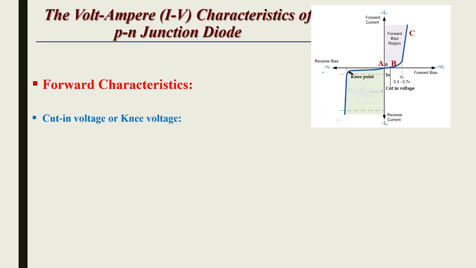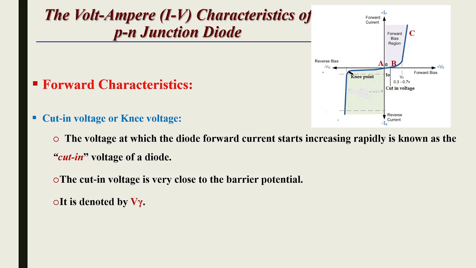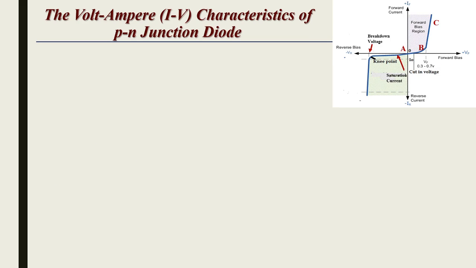Now the cut-in voltage or knee voltage. The voltage at which the diode forward current starts increasing rapidly is known as the cut-in voltage of a diode, because when the input voltage or forward voltage is equal to this cut-in voltage, at that time only the diode becomes forward biased and current starts flowing through it. So that's why it is called a cut-in voltage. And the cut-in voltage is very close to the barrier potential, that is 0.3 or 0.7 volt, and it is denoted by V gamma.